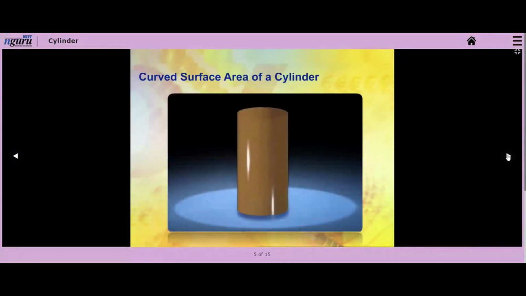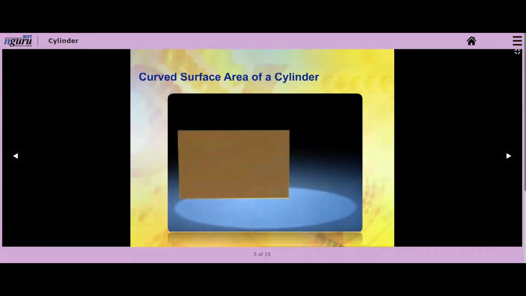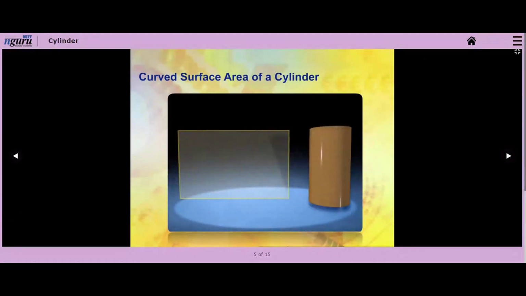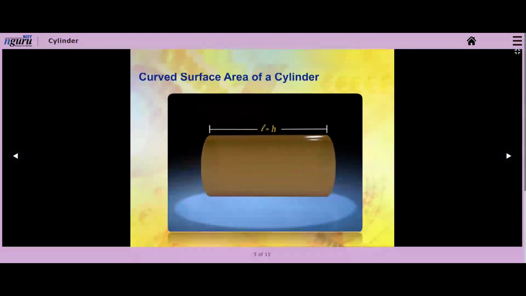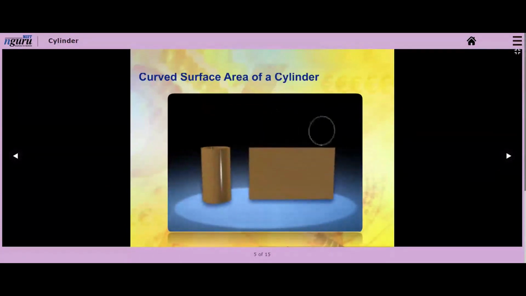Let's perform an activity to find out the curved surface area of a right circular cylinder. Observe that a cylinder can be obtained by folding a rectangular sheet of paper. Here, a cylinder has been obtained by folding a rectangular sheet of length L and breadth B. The length L becomes the height of the cylinder. The breadth of the rectangle is equal to the perimeter or circumference of the base of the cylinder.